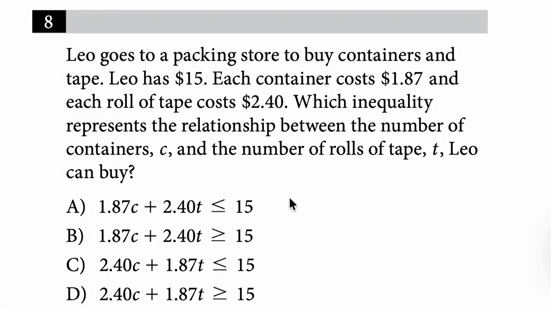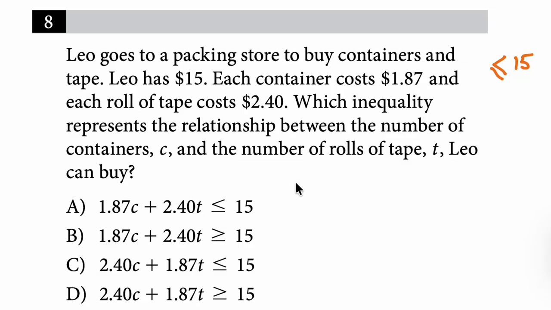Let's start question 8. Leo goes to a packing store to buy containers and tape. Okay, shopping time. He has $15. That means whatever Leo is going to purchase, the total cost of the items has to be less than or equal to $15. He cannot spend more than $15 because he does not have that much money. He does not have more than $15. So total cost has to be less than or equal to 15, right?